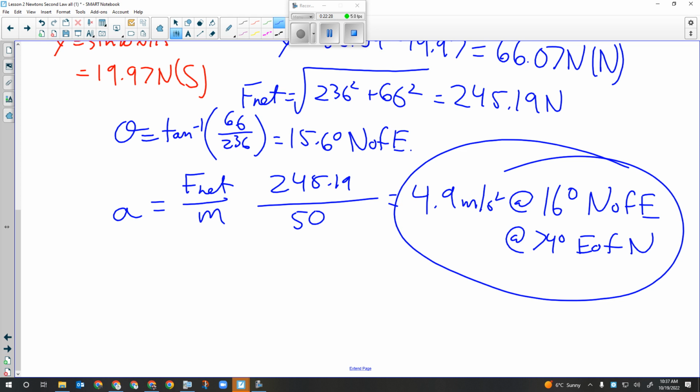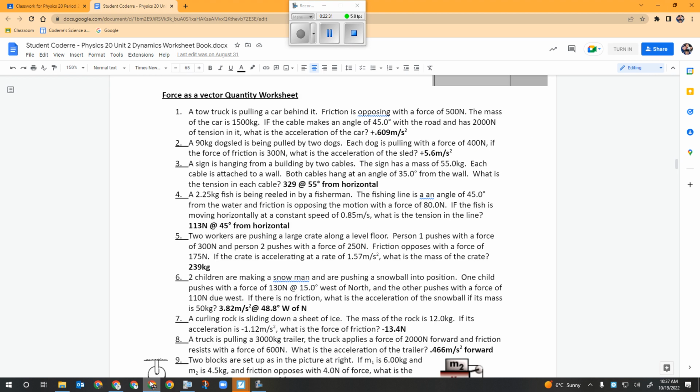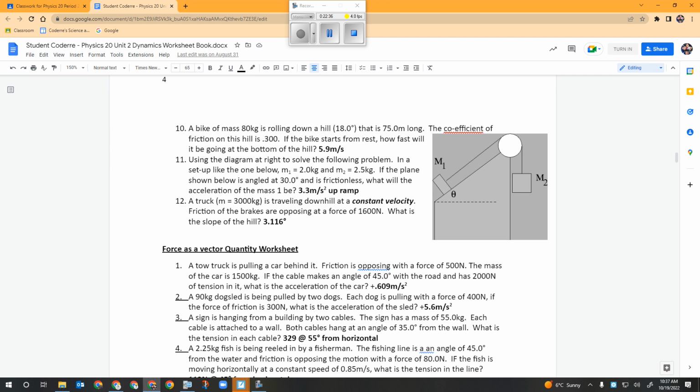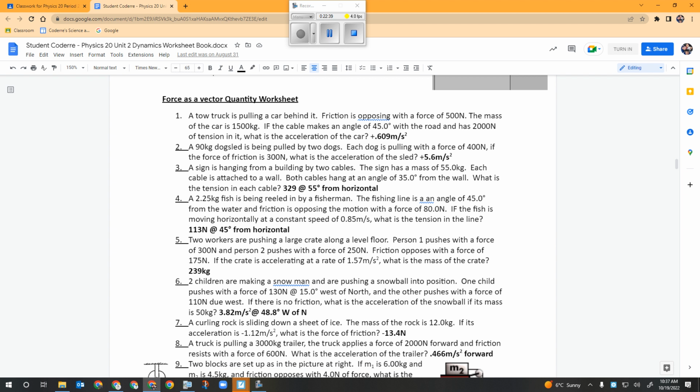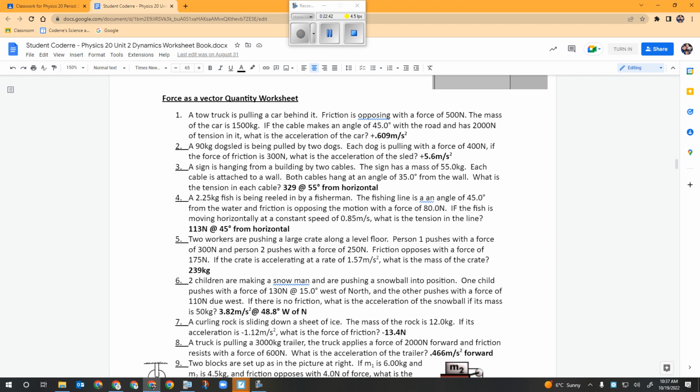I want you guys to try from this worksheet, which is on page 4, question number 1 and question number 4. Okay, so 1 and 4. I'll give you a few minutes on 1 and 4. They are very much vector dependent.